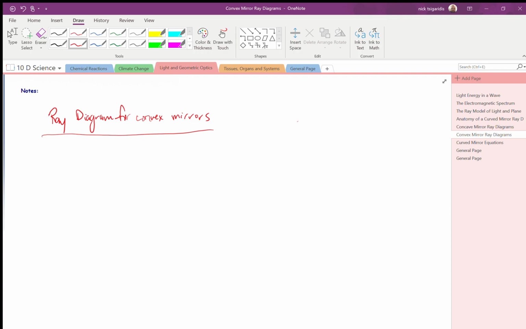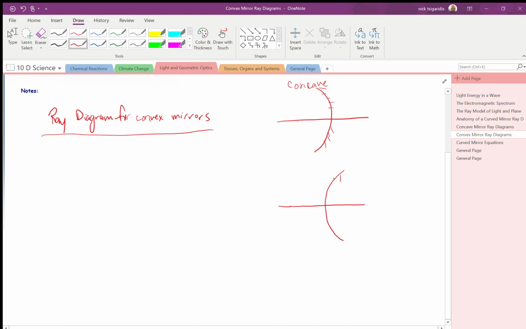So last day, we looked at ray diagrams for concave mirrors. If we remind ourselves, a concave mirror is reflective on the inner surface. So this is what we call a concave mirror. And today we're going to be looking at ray diagrams for convex mirrors. Convex mirrors are reflective on the outer side of the reflective surface. So this is what we call a convex mirror.